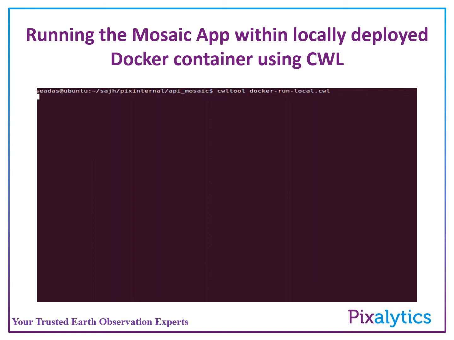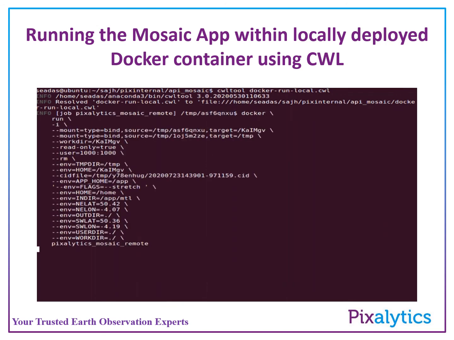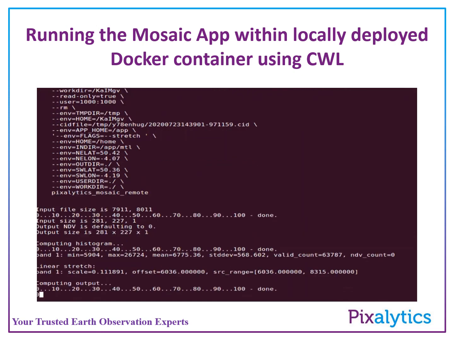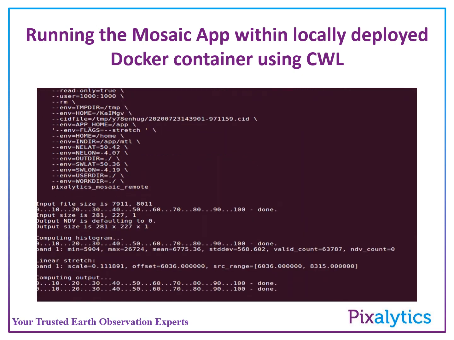So we now have the third Docker image built, and so the final step I'm just going to show you is running the Mosaic application, but in this case just locally using the CWL tool and a CWL definition of how to run that container. So in the CWL file, we define all the environment variables that have been predefined when building the Docker image, but this allows you to change them as needed.